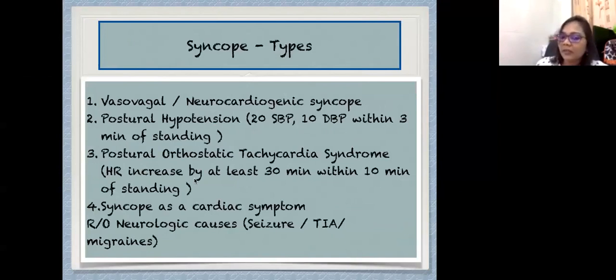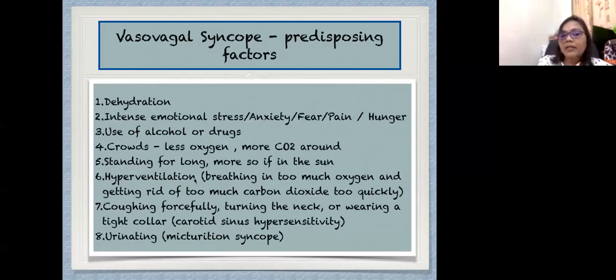Also, syncope could be a cardiac symptom. And in any patient presenting with a history suggestive of syncope or pre-syncope, you have to rule out neurological causes like seizure, TIA, migraines. That is in older children and adolescents. So, history is the most important point in ruling out whether the syncope is vasovagal or not.